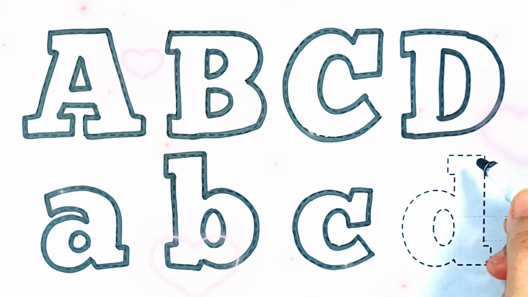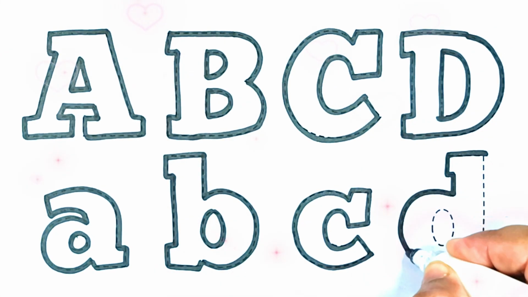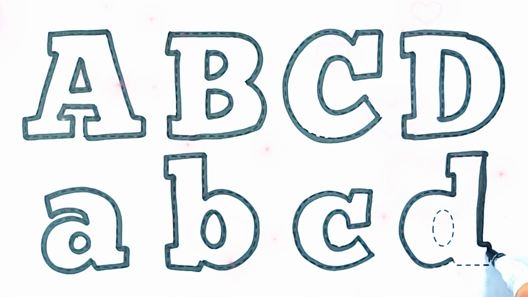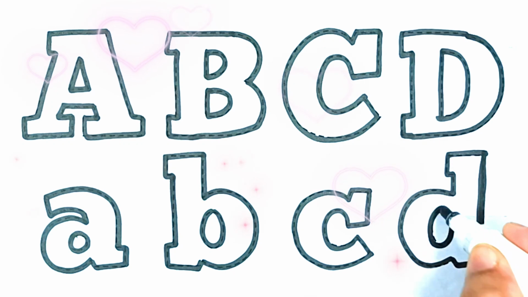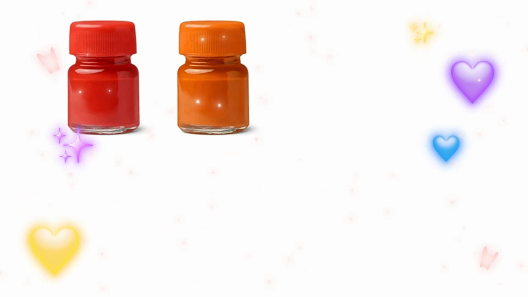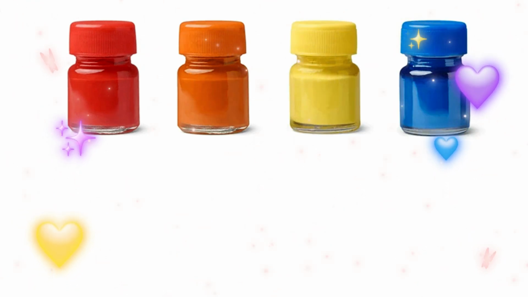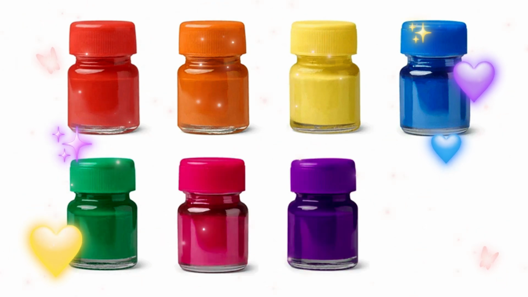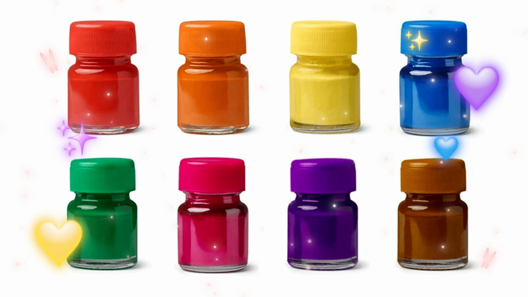Uppercase D. Lowercase d. Let's learn some color names. Red color, orange color, yellow color, blue color, green color, pink color, purple color, brown color.